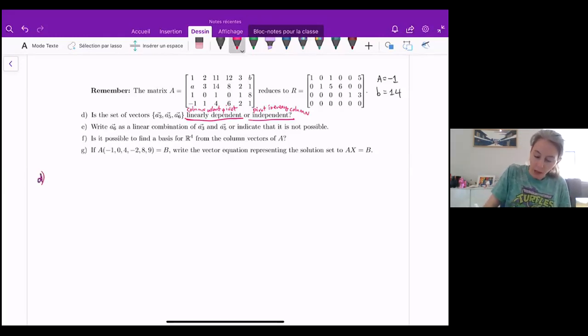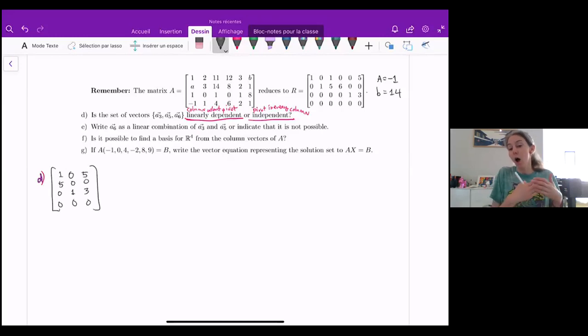So here, if I look at the columns from R, I'm looking at the 3rd column. So that's 1, 5, 0, 0. The 5th column, 0, 0, 1, 0. And the sixth column, 5, 0, 3, 0. Now this is on the way to row reduction, but we'll notice that it's not actually an REF, which means that I can't actually count my pivots from here. So we're going to have to row reduce a little bit more.